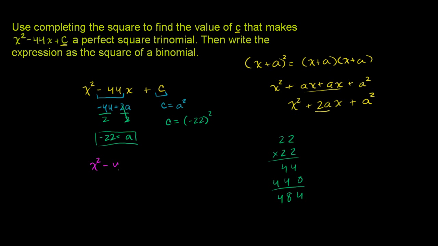So if we were to rewrite this as x squared minus 44x plus 484, then this is a perfect square trinomial. Or we could write it like this: x squared plus 2 times negative 22x plus negative 22 squared. And when you view it that way, it's pretty clear that this is a perfect square.